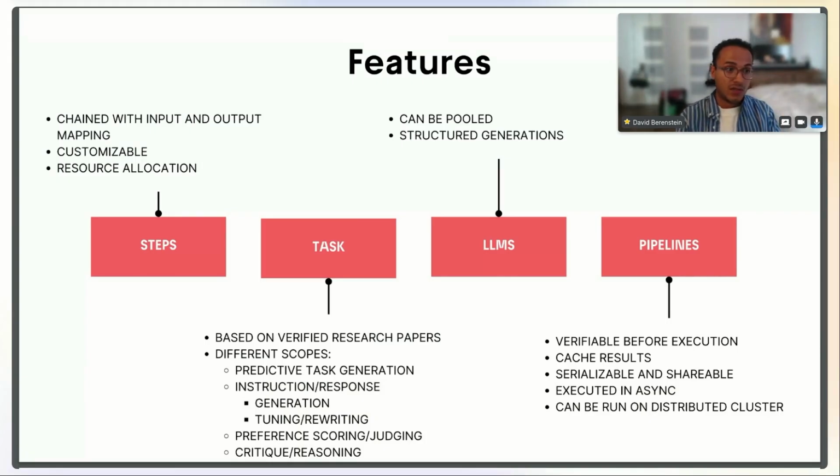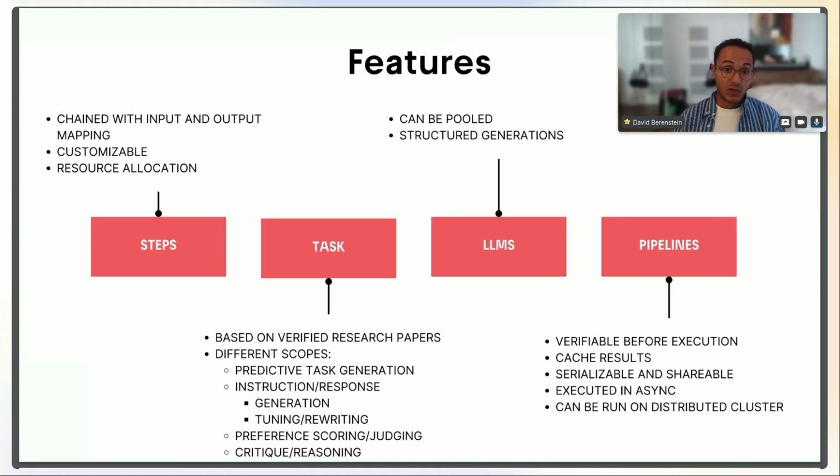There are some cool features for steps, tasks, and pipelines. They're fully customizable. There's resource allocation, so for example, you can say, I want this number of CPUs assigned to these steps, and all of these things also apply to tasks. The tasks are normally based on verified research papers, and there are different scopes, as mentioned: instruction or response generation, tuning, or rewriting. You can also do predictive task generation, preference, scoring and judging, and also things for critique and reasoning. So all of the bells and whistles are basically included.